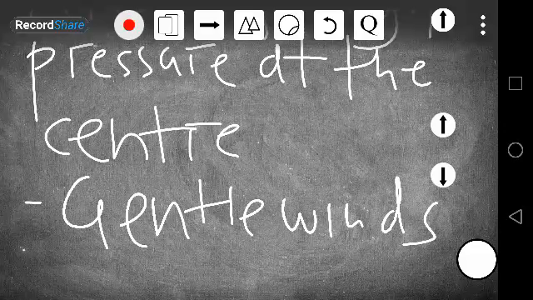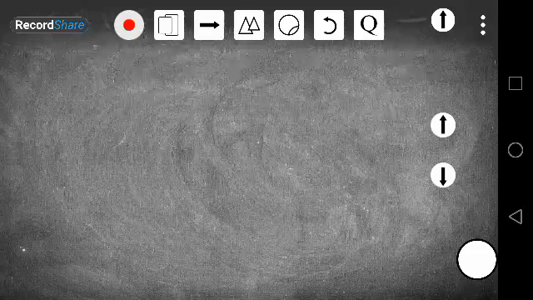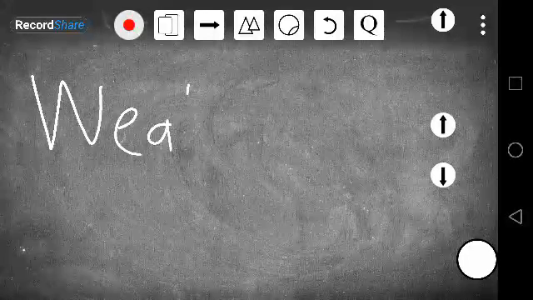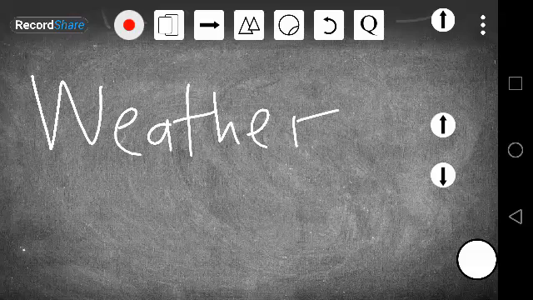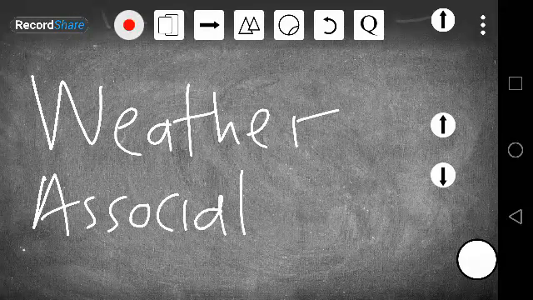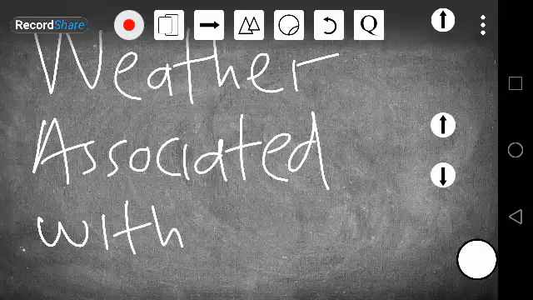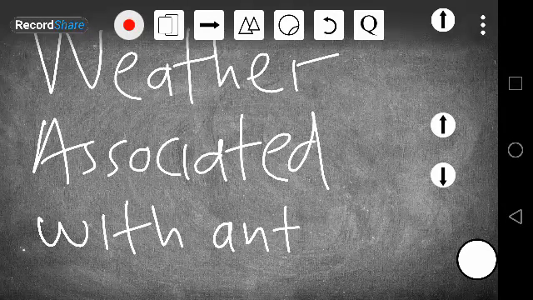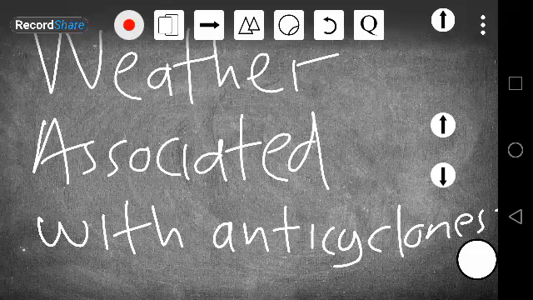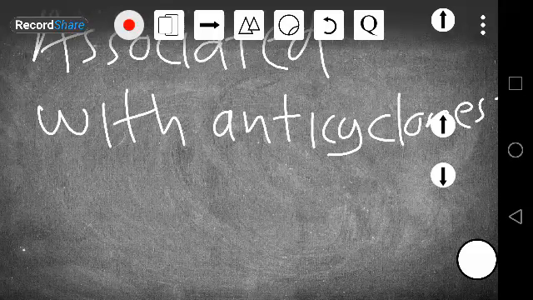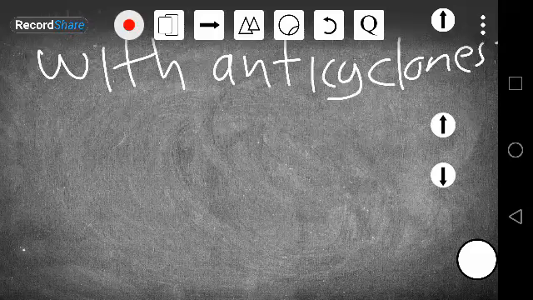Now we need to look at the weather that is associated with anticyclones. Now, what is the weather that is associated with anticyclones?